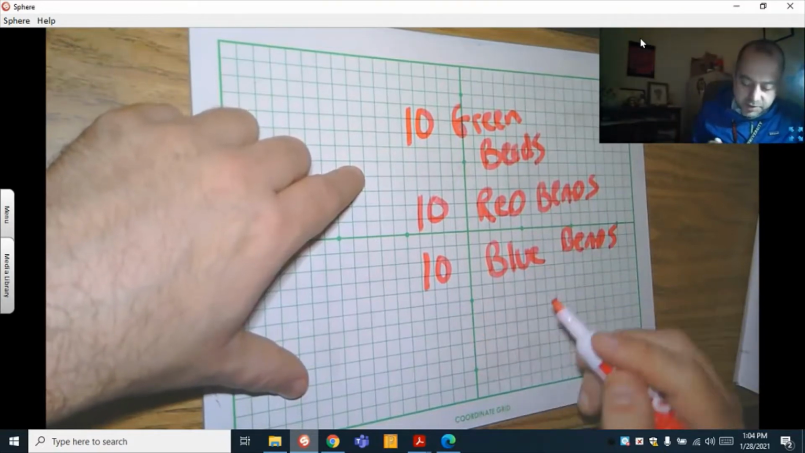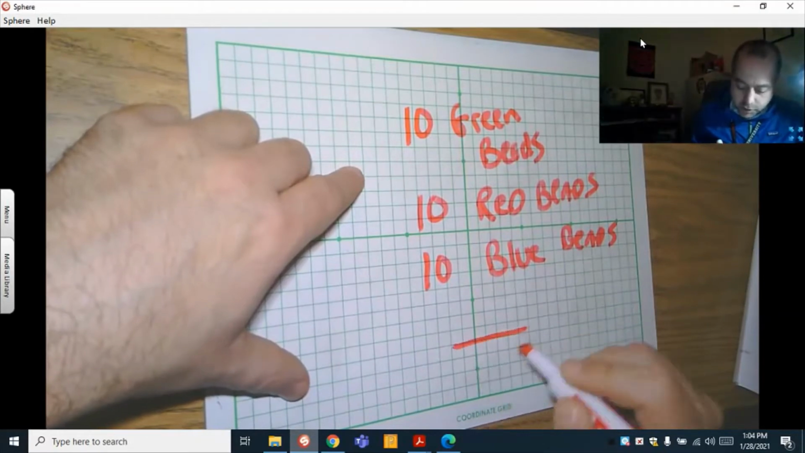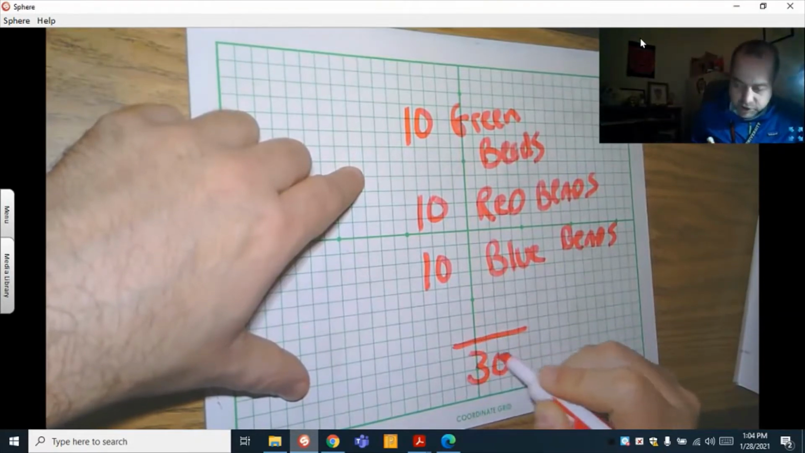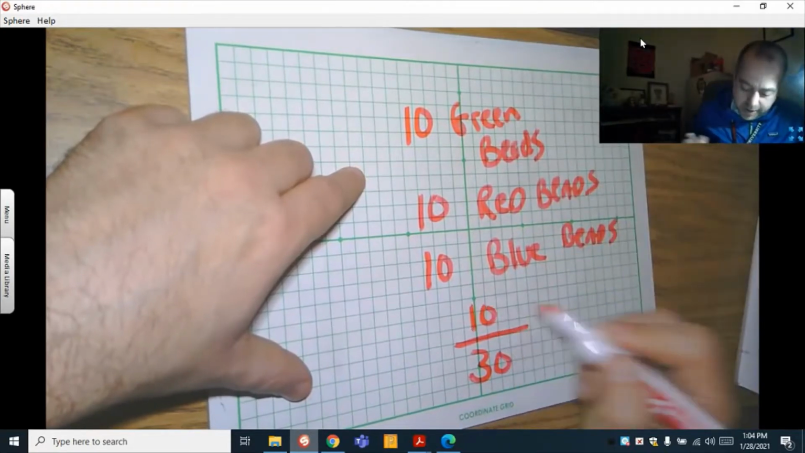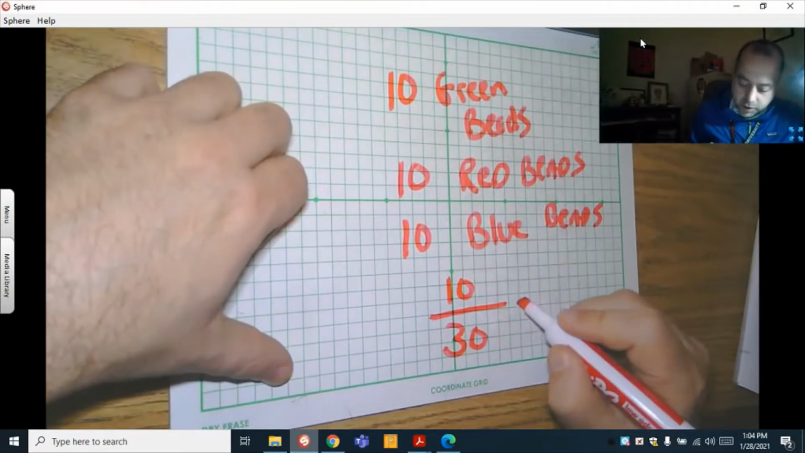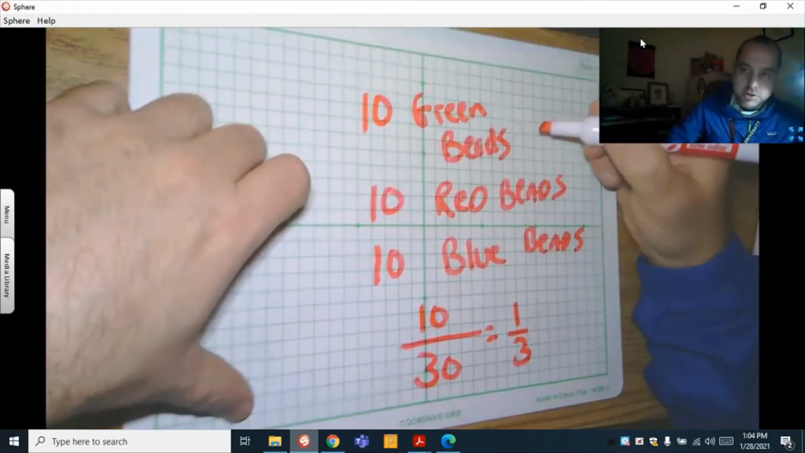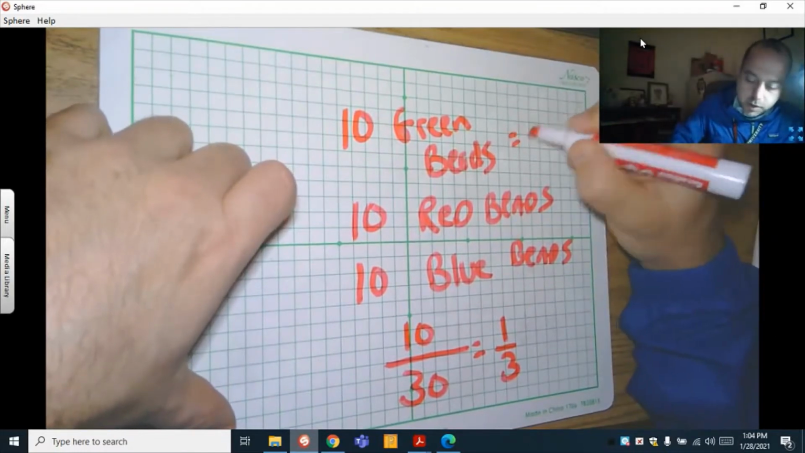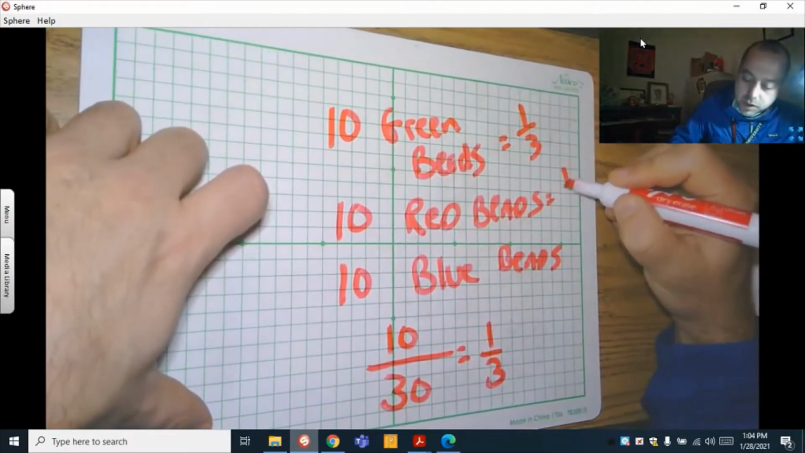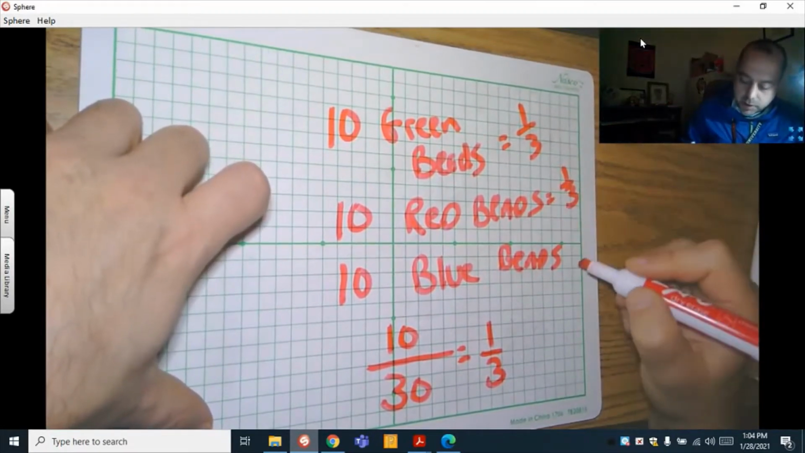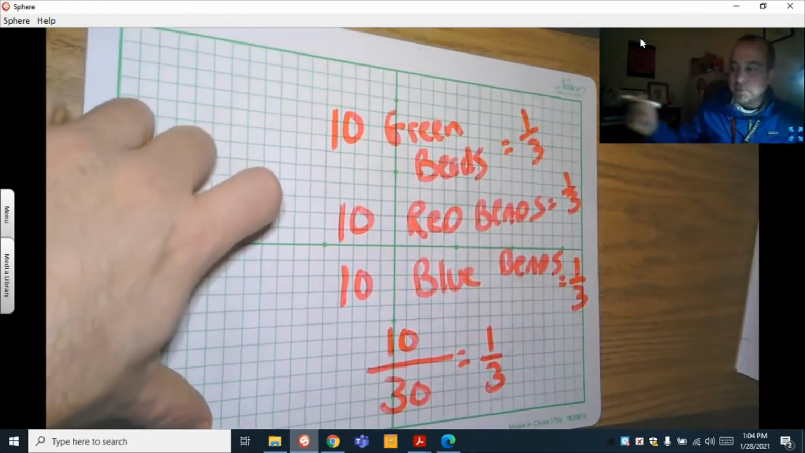Well, how many beads do we have? 10 plus 10 plus 10 is 30. 30 possible outcomes when you reach in there. There's 30 beads. How many are green? 10. 10 out of 30. We reduce that to 1/3. So the probability of getting a green bead is 1/3. The probability of a red bead is also 1/3. And the probability of a blue bead is 1/3. Cool? Let's do another one.